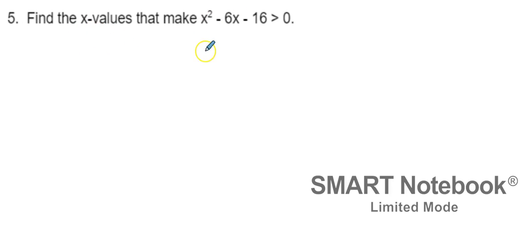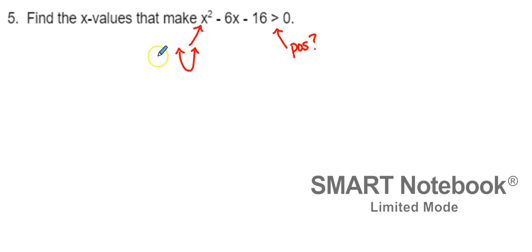All right, we want to find the x values that make this thing greater than 0, or in other words, where is f of x positive? Where is my function positive? So first thing we want to do is sketch a quick graph. And just based on knowing, we can look at this number in front and know that this is going to be an upward opening parabola because this number in front is positive.